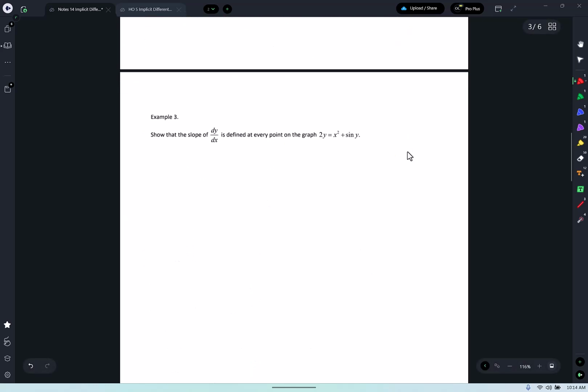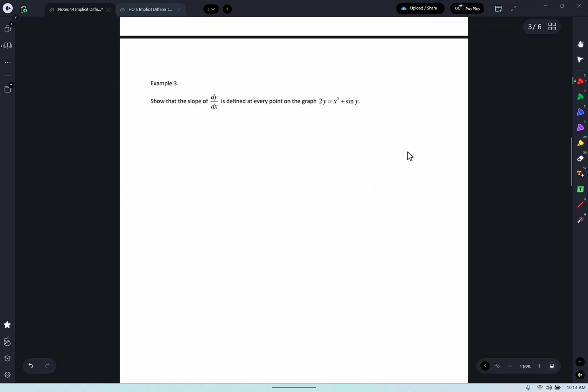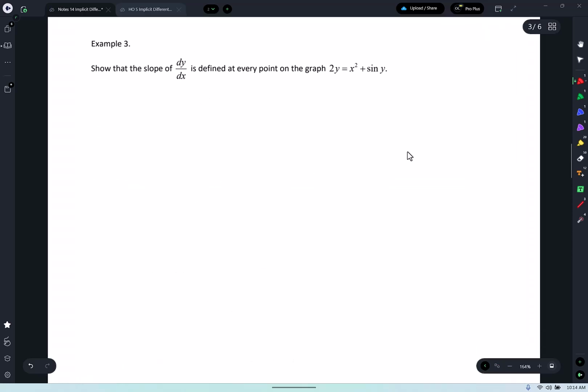There it is. Now it's just practice time, guys. So here we go. We're just going to practice. Show that the slope dy/dx is defined at every point on the graph 2y equals x squared plus sine y. Defined at every point. Okay, so that just means solve for dy/dx and see what happens.